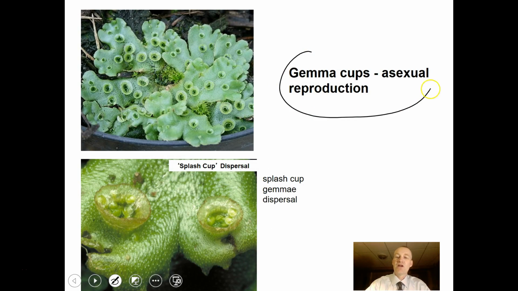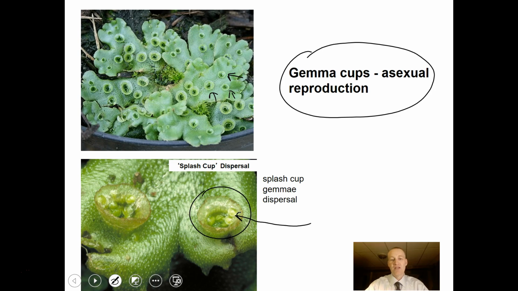There's the little gemma cups I was talking to you about. You can see all of them. Aren't they cool? Look at all of them all over the surface of the plant. Here they're magnified a little bit, and you can see the gemmae inside there. Those are the little asexual structures that when a raindrop splashes, they'll shoot out all over the place, and each of those will become a new liverwort.